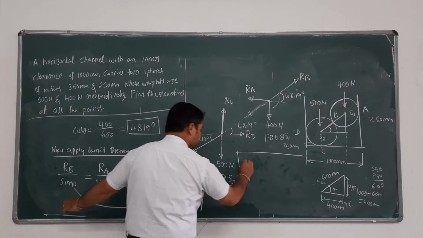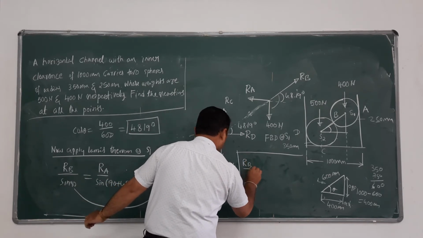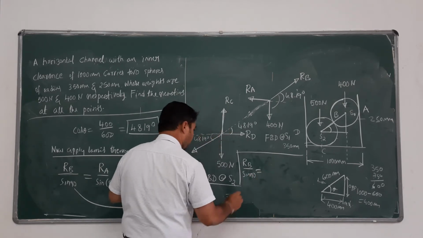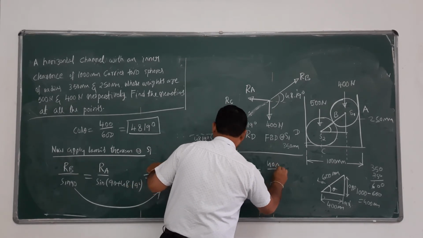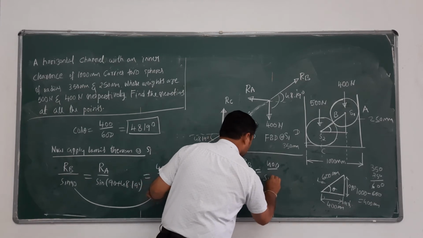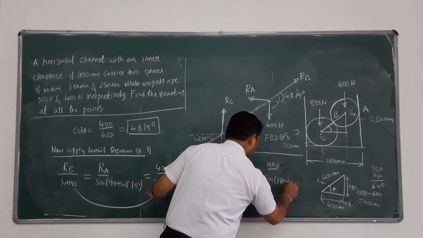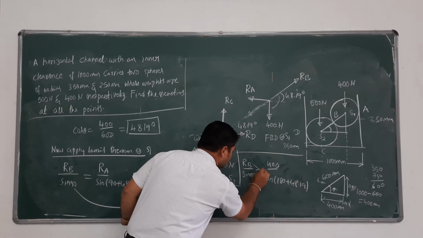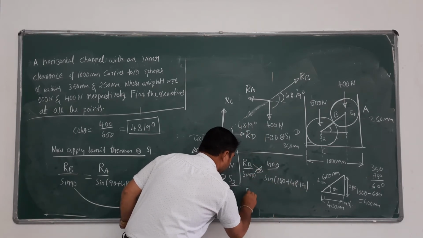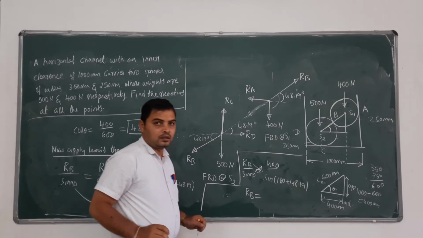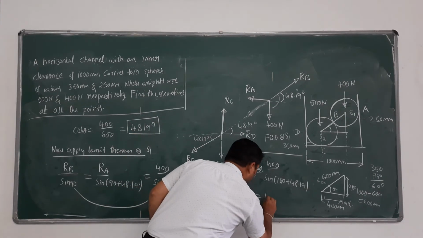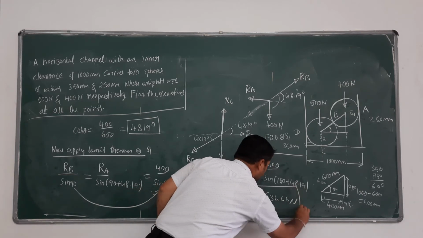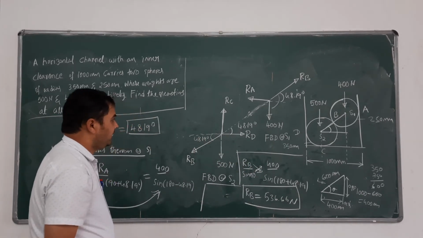So RB by sine 90 is equal to 400 by sine 180 plus 48.19. From which we can calculate the value of RB. Therefore RB is equal to 536.66 Newton. This is the value of the reaction at the point B.